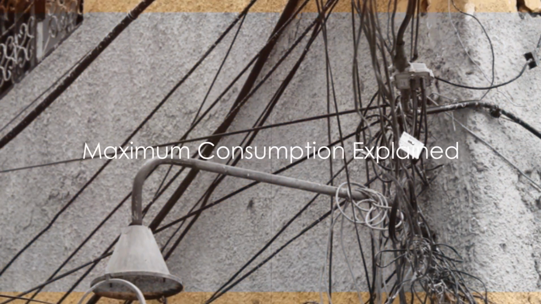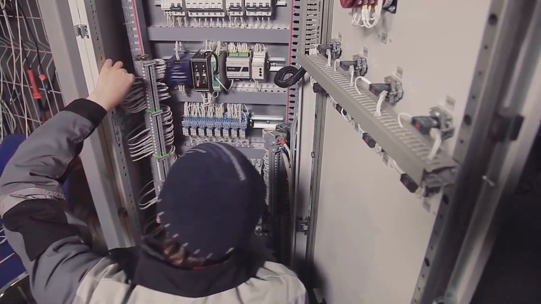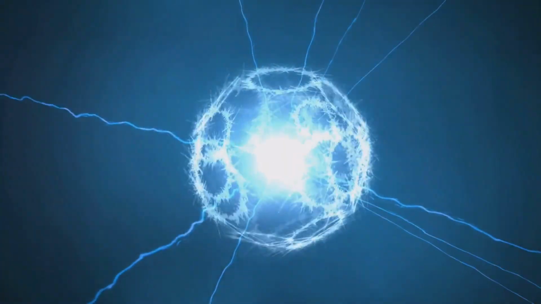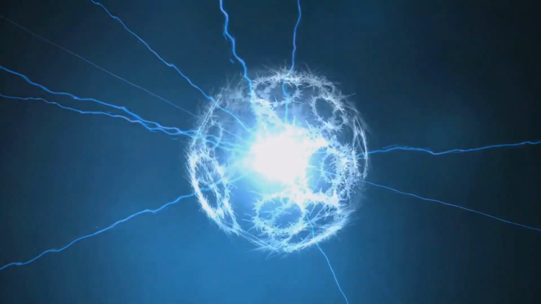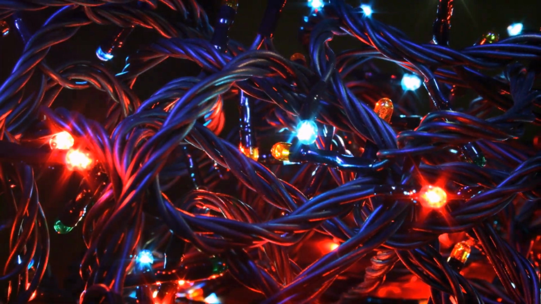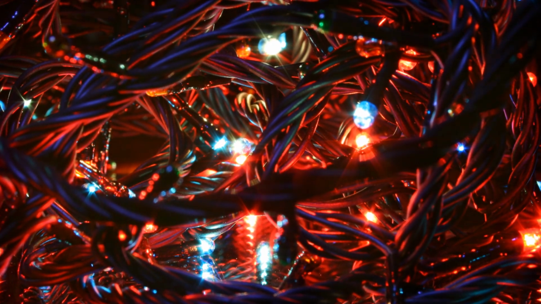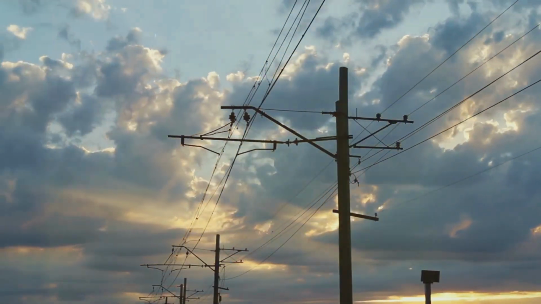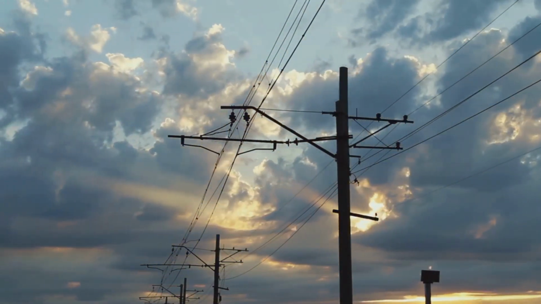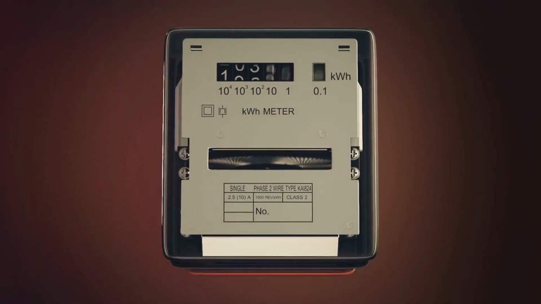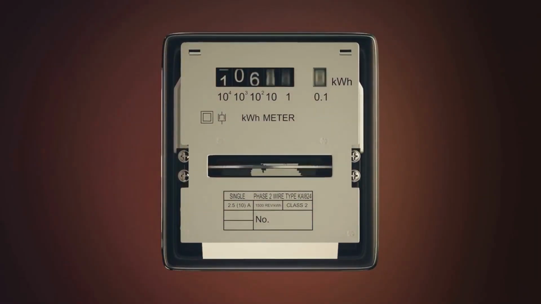So what do we mean by maximum consumption in an electrical circuit? Well, simply put, maximum consumption refers to the highest amount of power, measured in watts, that an electrical circuit can handle without overloading. This capacity is not arbitrary, but rather it's determined by a few factors. First off, we have the size of the wiring. Bigger wires can carry more current, hence more power. Then there's the circuit breaker rating, which dictates the maximum current the circuit can handle before the breaker trips. Lastly, we have the electrical load, which is the total power consumed by all devices connected to the circuit.